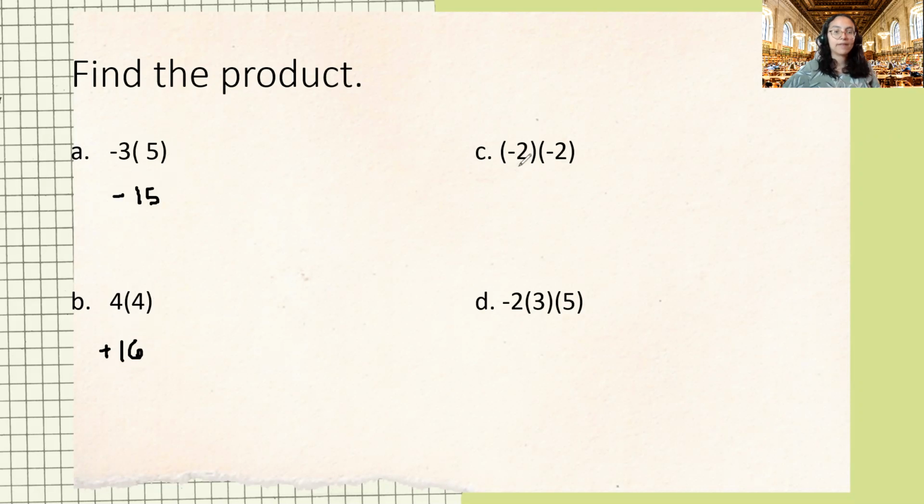For C, we have a -2 times a -2. If you recall, a negative number times a negative number will give you a positive number. So that's the sign of our result. What is 2 times 2? It's going to give you 4.